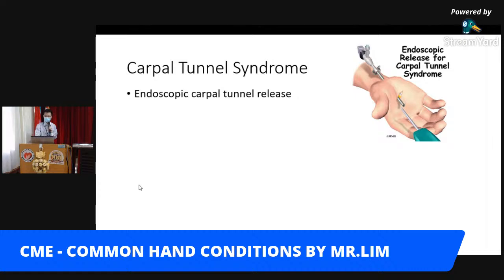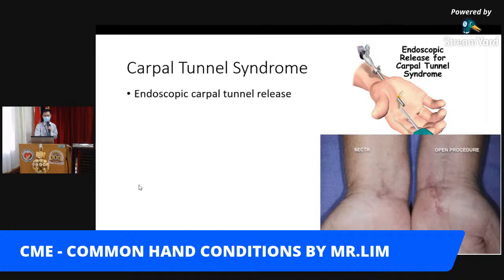There's another option available in hand centers, endoscopic carpal tunnel release. So only a small wound is required rather than a big wound, which sometimes causes some problems to the patient post-operatively. They have pain, they have numbness, they have CRPS sometimes after operation, which is horrible.